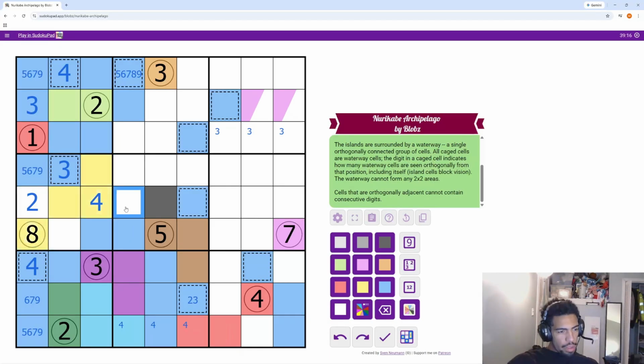So does this cell have to be yellow? No, because I can also go, this can be water. I can go like this. Alright, so maybe it's not the 8 also. Maybe it is. Oh man, it's somewhere here. Somewhere here, I can feel it.